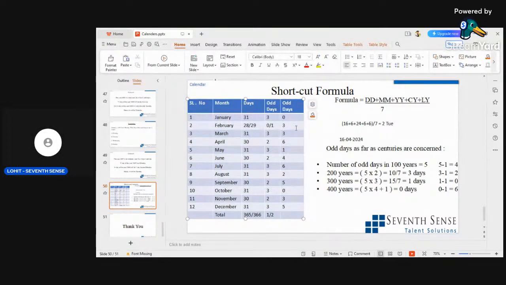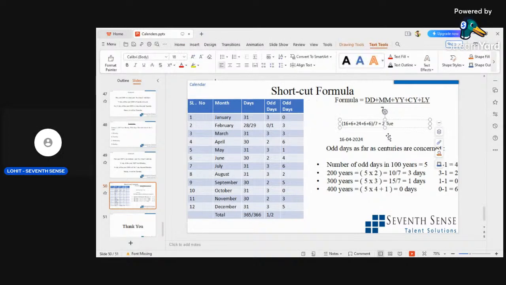Using this. Okay, so this is the shortcut trick you're going to use if you're not able to learn it by heart. You can just use this one to calculate it. So the answer for this will be 2. Understood? So this is the shortcut.